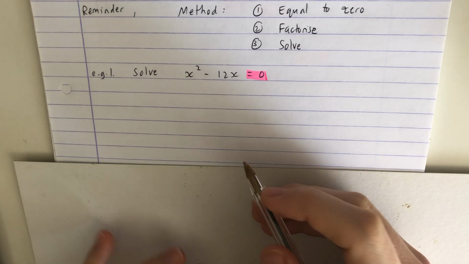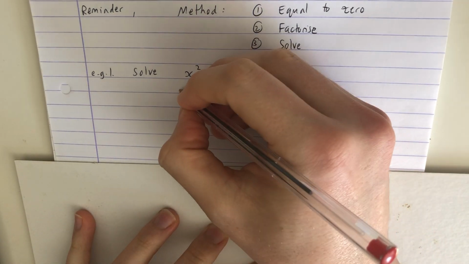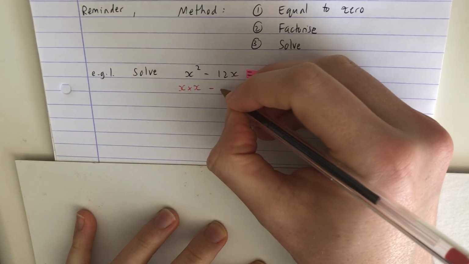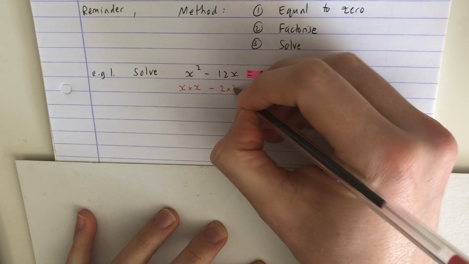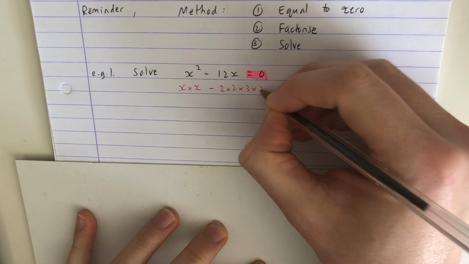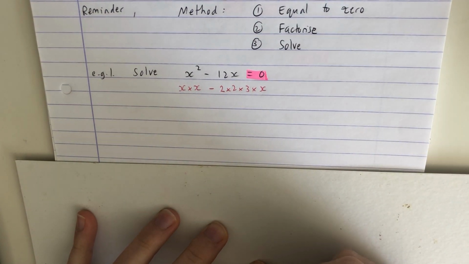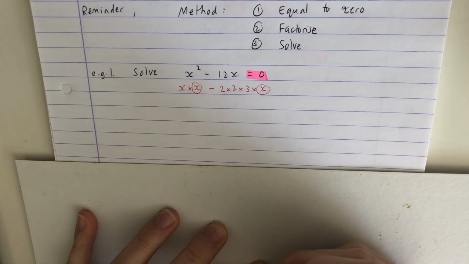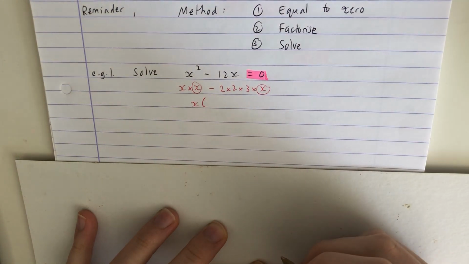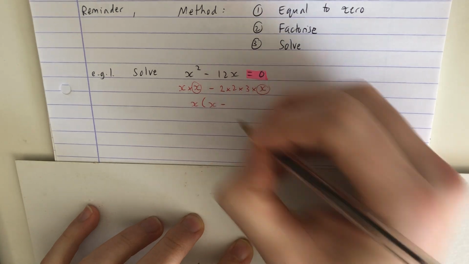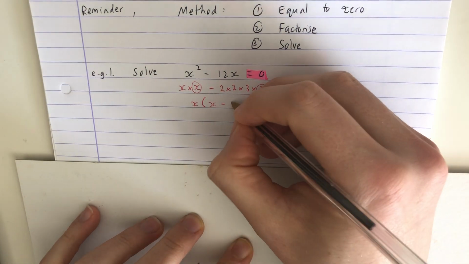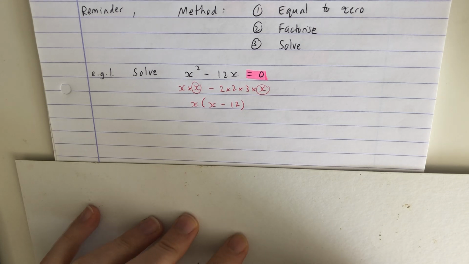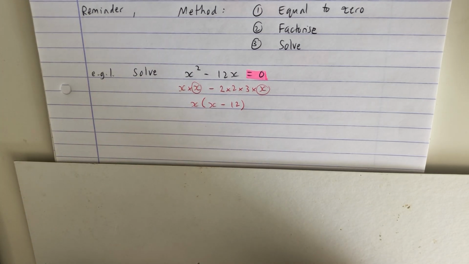If I'm going to factorize into a single bracket, well, this would be x times x. And this would be 2 times 2 times 3 times x. And is there anything common? Yes, there is. So this does go into a single bracket. x, brackets, whatever's left over, which is x minus 12. And that's the factorizing done. x brackets x minus 12.